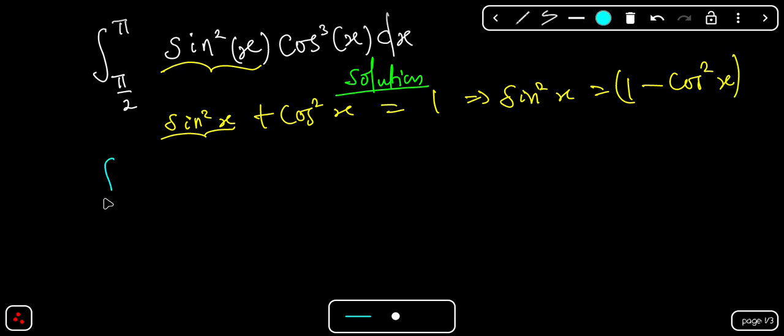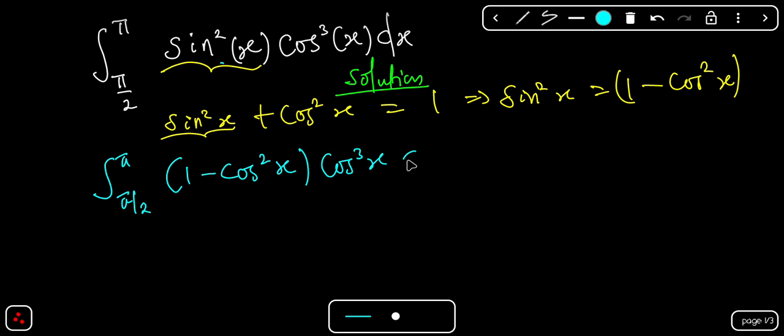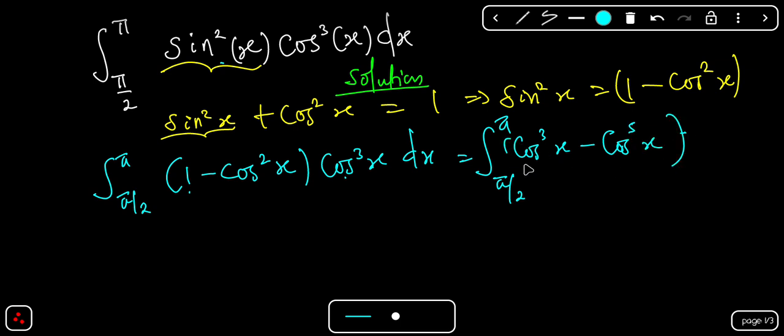So we're going to have the integral from pi over 2 to pi. Instead of writing sin²x, we write 1 minus cos²x, then multiply by cos³x, then dx. So we can open the bracket. If you open the bracket, cos³x multiplied by 1 will give us the integral from pi over 2 to pi of cos³x, then minus cos³x multiplied by cos²x will give us cos⁵x, then dx. Okay, so we can apply linearity.